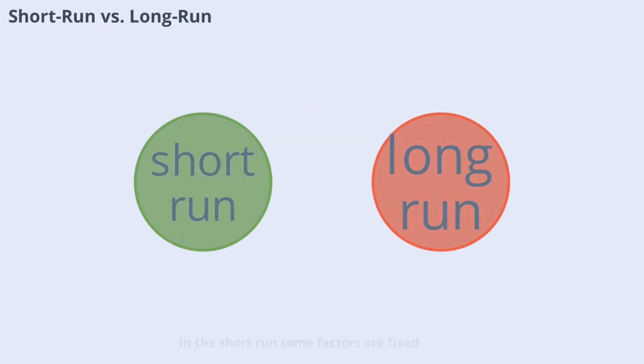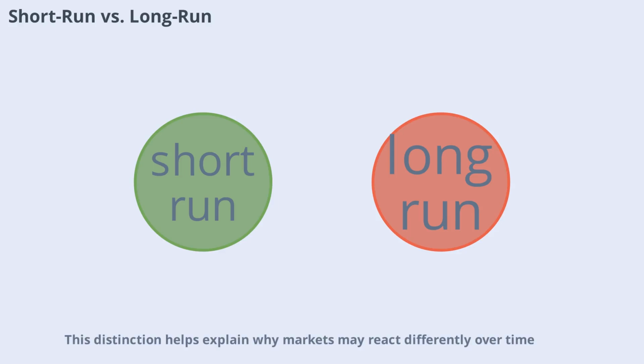In the short run, some factors are fixed, so supply and demand may not adjust fully to changes. In the long run, all factors can adjust, leading to larger shifts in supply and demand. This distinction helps explain why markets may react differently over time.